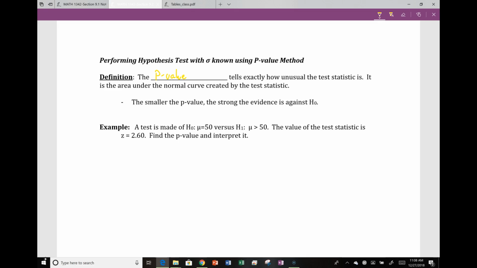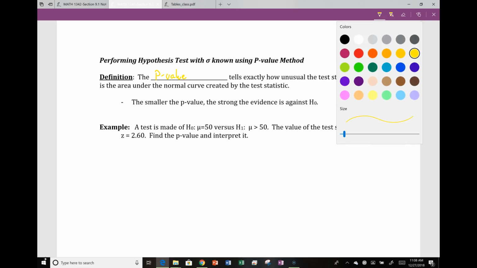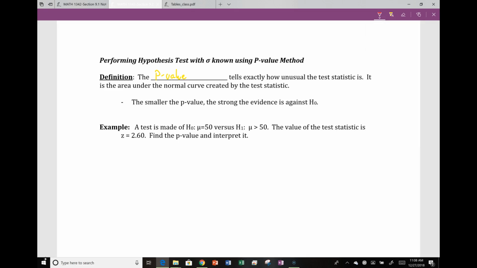The p-value tells exactly how unusual the test statistic is. It's the area underneath the curve. It's the probability. Once we calculate the test statistic, it's the probability that it is greater than or less than that value. The smaller the p-value, the stronger the evidence is against the null hypothesis.